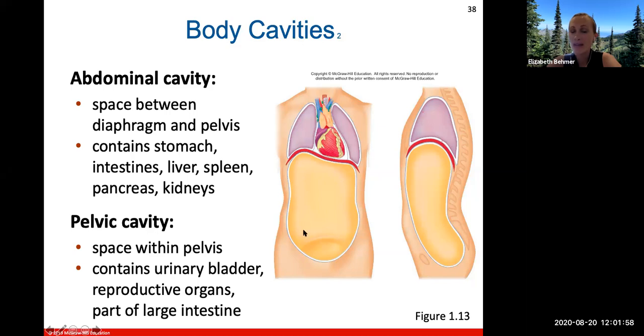The abdominal cavity is this entire area, or collectively it's called the abdominal pelvic cavity. And then we divide it into the abdominal cavity and the pelvic cavity, the 2 separation points. But the abdominal cavity is the space between the diaphragm and the pelvis. So it's located right below the diaphragm where my cursor is. This is where your stomach, intestines, liver, spleen, pancreas, and kidneys are. And then the pelvic cavity is the space within the pelvis. It will contain all of your reproductive organs, your urinary bladder, and a part of the large intestine, the rectum, the part that takes waste out of the body.